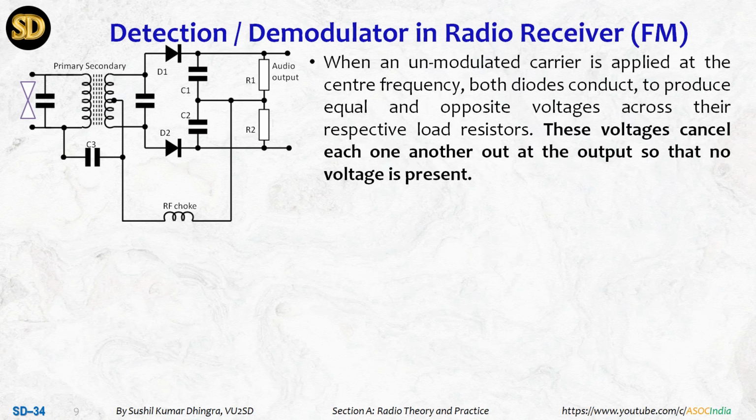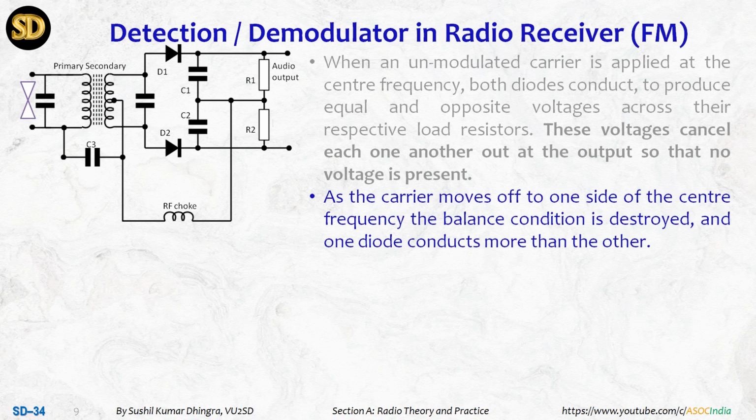When an unmodulated carrier is present at the center frequency, both diodes conduct to produce equal and opposite voltages across their respective load resistances R1 and R2. These voltages cancel each other, so there is no voltage because the frequency is the same.